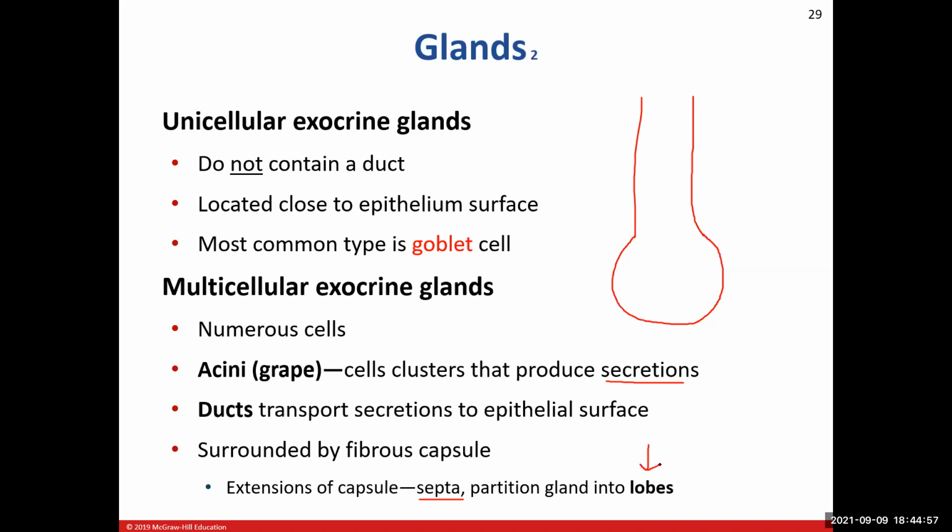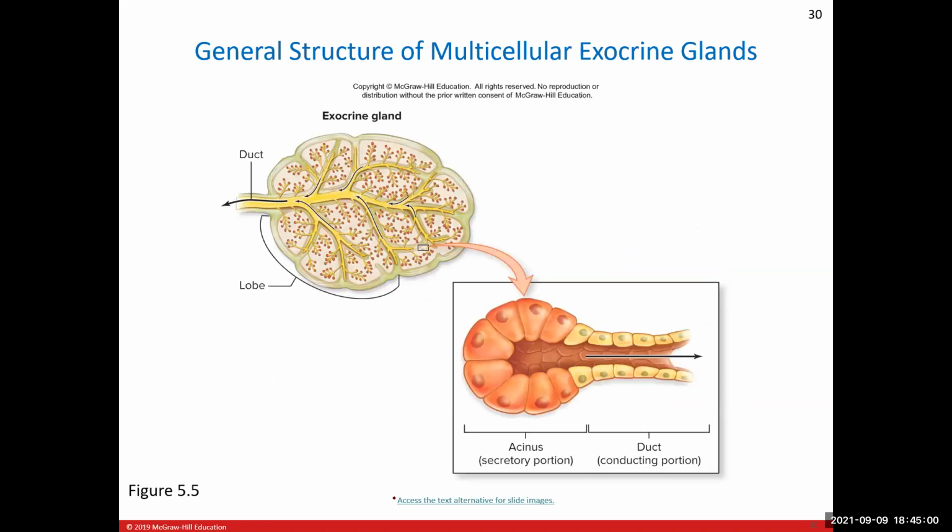I would try to draw it for you, but I've got a picture to do that. So that's what we see here. We're breaking down the two parts of the gland. You have the secretory portion, called the acinus, and then the duct, the conducting portion, for whatever those secretions are going to be. And so here's our exocrine gland. We have this nice fibrous capsule that goes around it, and then the fibrous capsule starts to push into the internal portion. These little partitions are called septa, and they partition parts of the gland off into lobes, these little sections here.